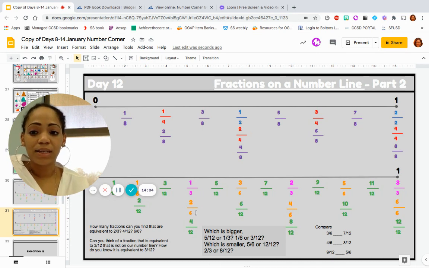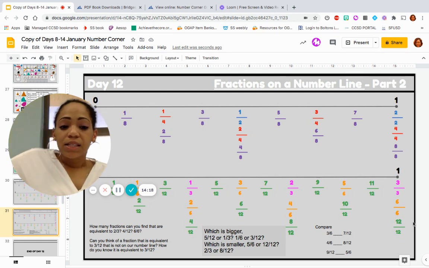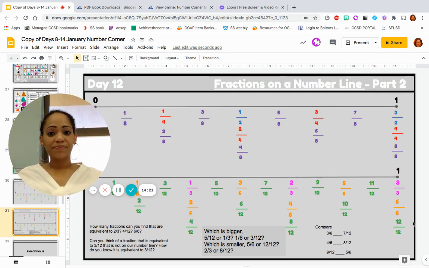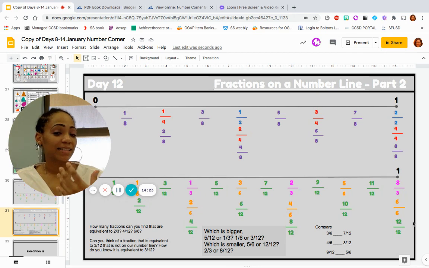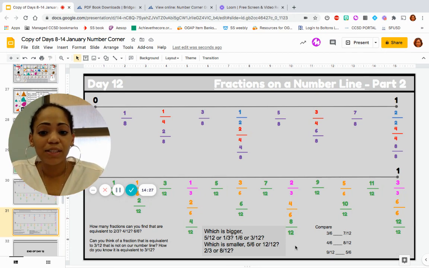1/3 and 2/6. How about 6/6? Now there are a lot of different answers for this one. 1/2. We got 2/2, 4/4, 8/8, 3/3, and 12/12. Awesome. Can you think of a fraction, and maybe you know, but I'm going to ask this anyway, because I kind of already hinted towards it, that's equivalent to 3/12. That's not on this number line right here.